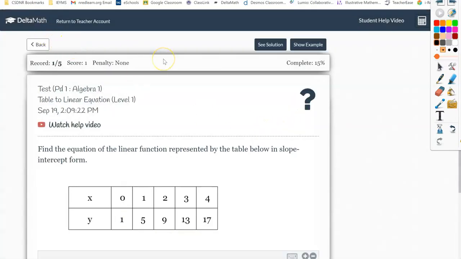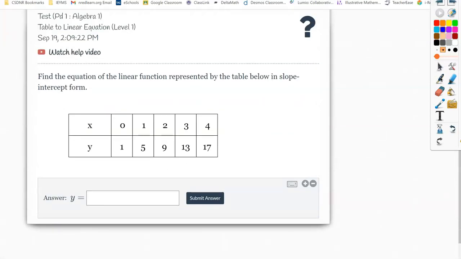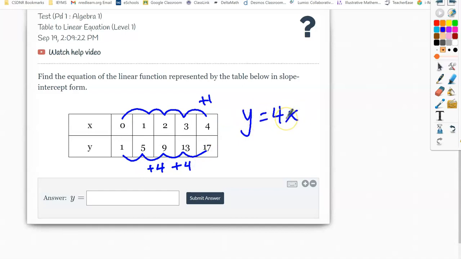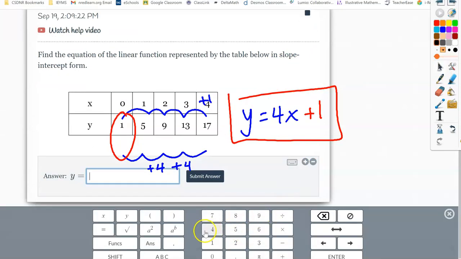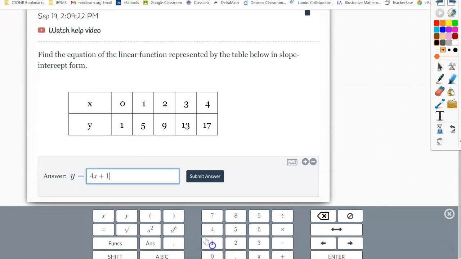All right, let's do this again. Look for your rate of change. Up here, it's going by 1s. Down here, it's going by 4s. Okay, so my rate of change is 4. So I'm off to a good start. Now we need to find the initial value, or the b value, which is when x is 0, and that's a 1. So there's our equation: y equals 4x plus 1. The y equals is already there, so all I need to type is 4x plus 1. So here we go, 4x plus 1.